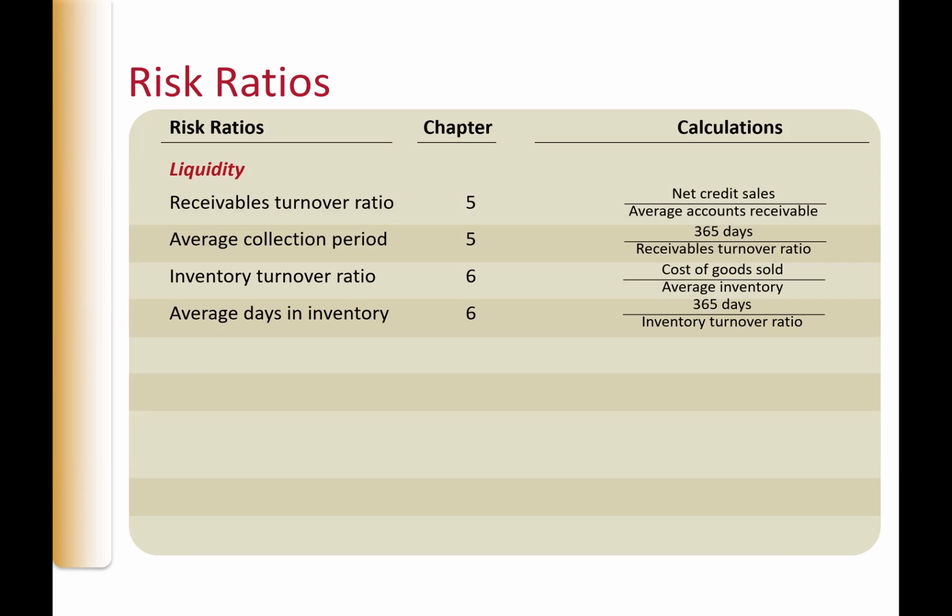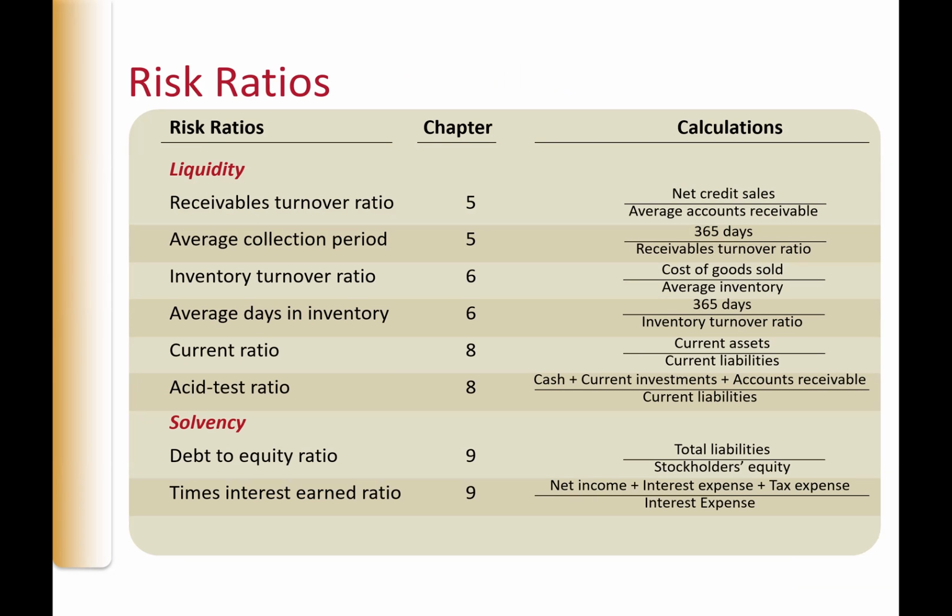Now, our ratios related to risk deal with liquidity and solvency. You see, liquidity ratios regard how they're able to convert their receivables into cash, how quickly they turn over their inventory, and the current ratio and asset test ratio show whether they have the ability to pay their debts as they come due. These liquidity ratios, and this is a really helpful slide.